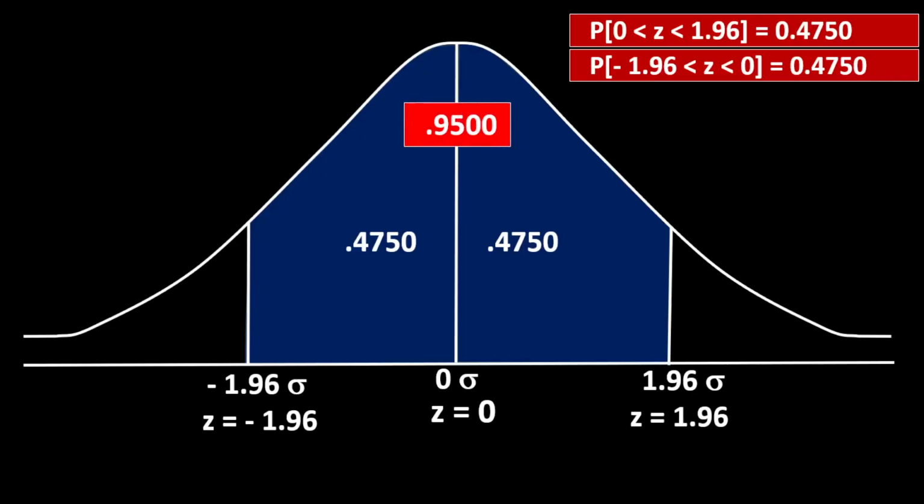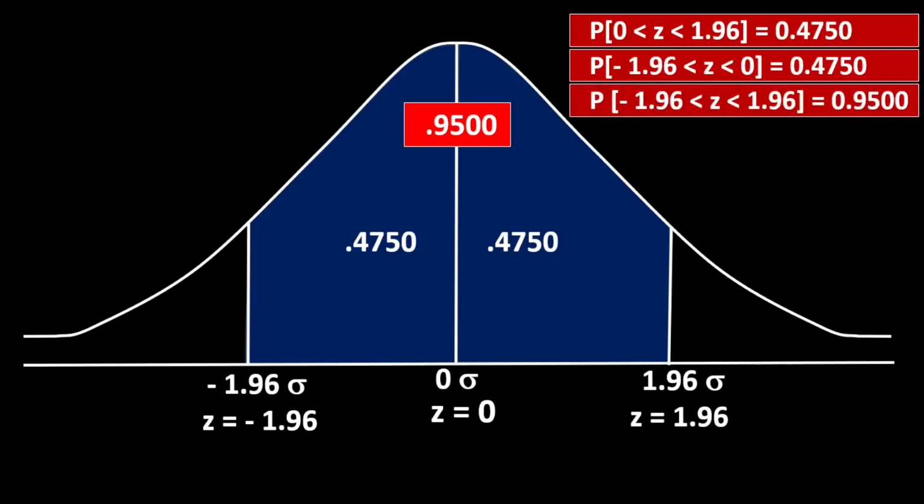and the area between minus 1.96 sigma and 1.96 sigma is the sum of these two areas, that is 0.9500, and it is written like this: probability minus 1.96 is less than Z less than 1.96 equals to 0.9500.